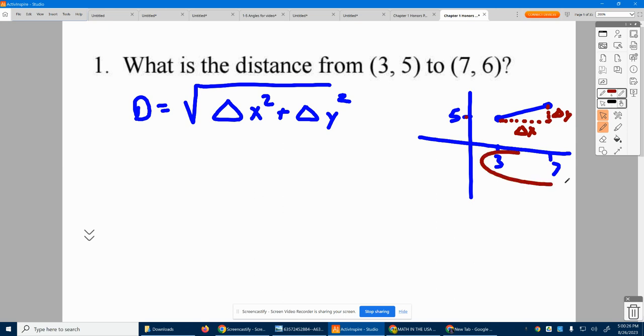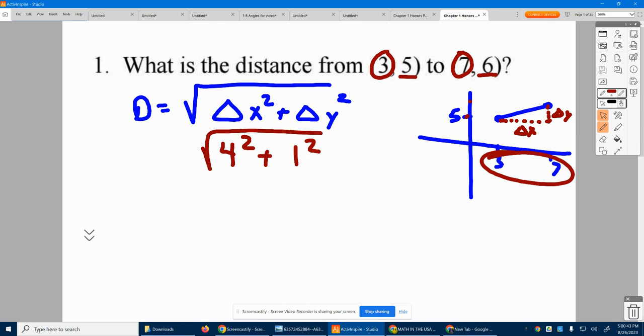So we're going to take this difference of our x's and square it. The change of our x's, well, it's 3 and 7. The difference between 3 and 7 is 4, so that's going to be 4 squared, plus the difference of our y's. Well, it went from 5 to 6. The difference from 6 to 5 is 1 squared.